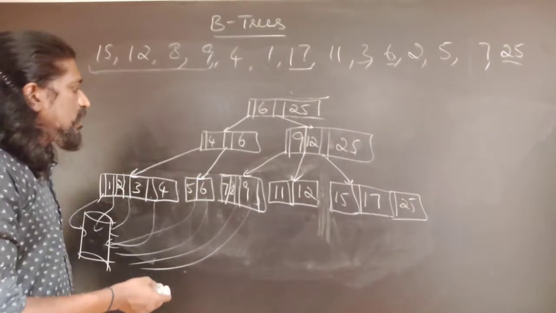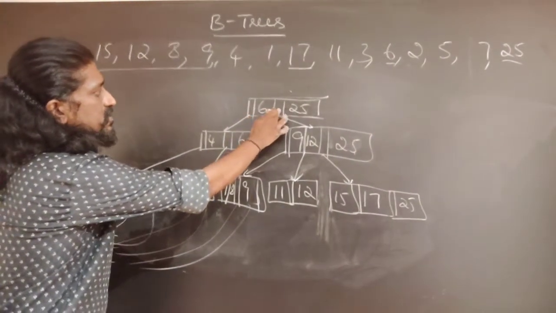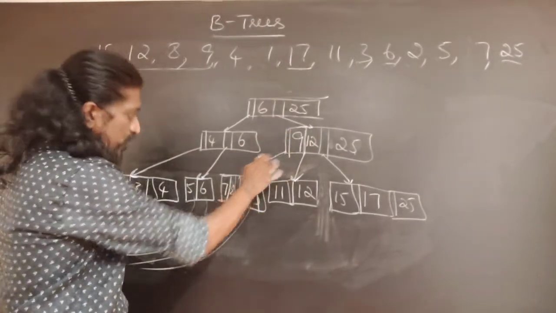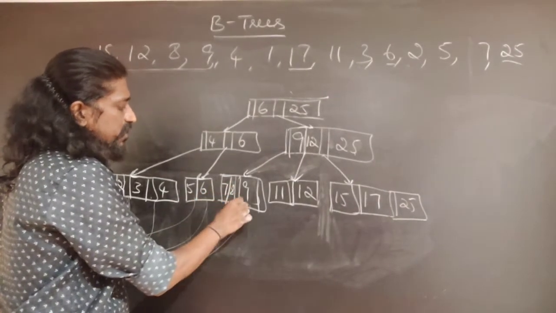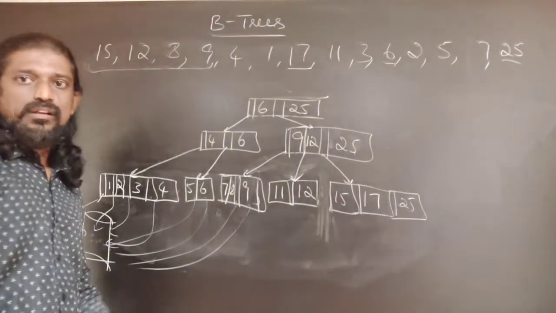If I am searching for 8, then 8 is greater than 6, less than 25, I come here. When I come here, I know that 8 is less than 9, therefore I come to the left subtree, and here in the sorted order, 7, 8, I compare 8, and I will find it here. Then I go to the hard disk to find the actual data record.